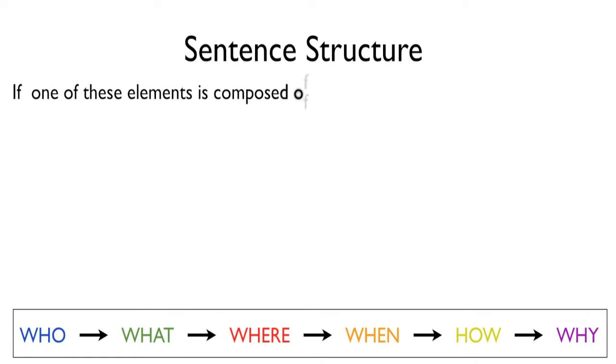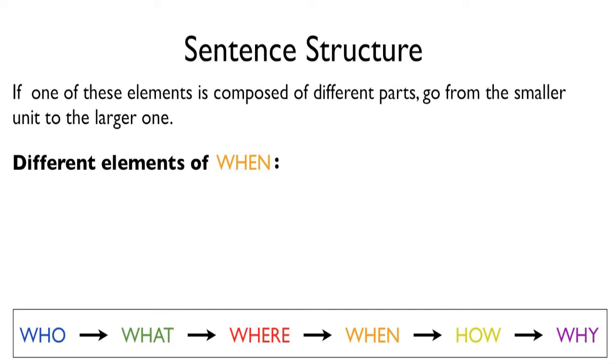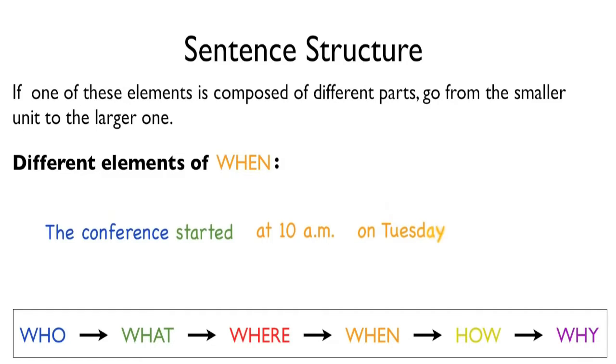Now, if one of these elements is composed of different parts, we usually go from the smaller unit to the larger one. For example, if there are different elements of when, the conference started at 10 a.m. on Tuesday last week. The smaller element of when, time, at 10 a.m., day, on Tuesday, and then week, last week.